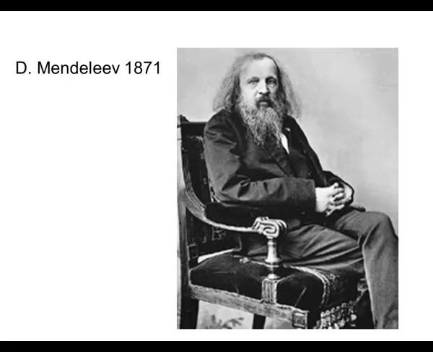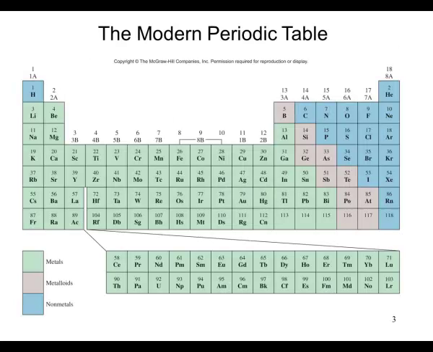This distinguished-looking scientist is Dmitry Mendeleev. He is credited with developing the modern periodic table. Looking at the periodic table, we notice that most of the elements are metals, which are shown in green. Nonmetals are at the right of the periodic table, shown in blue. Metalloids form a sort of staircase between metals and nonmetals. The elements have both metallic and nonmetallic properties.